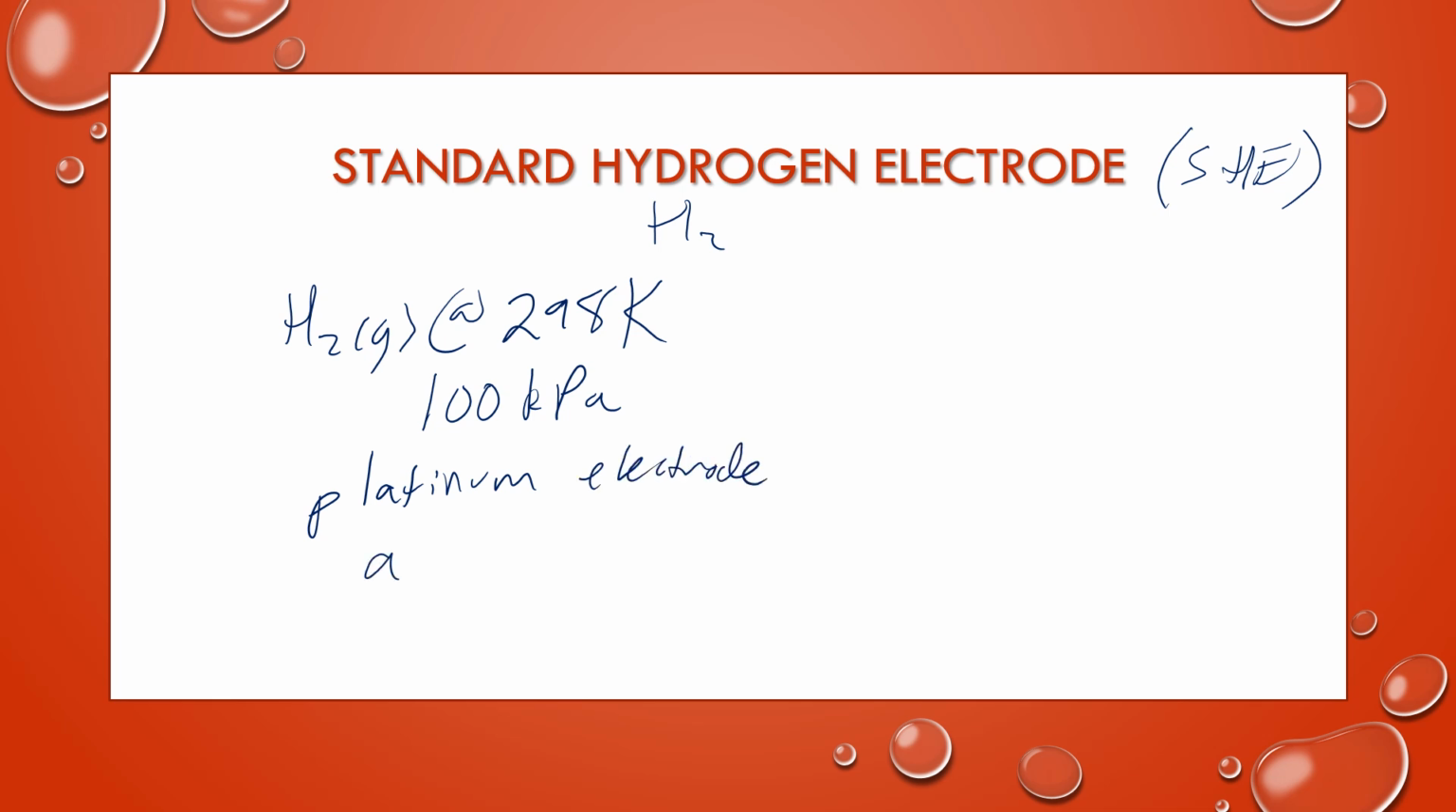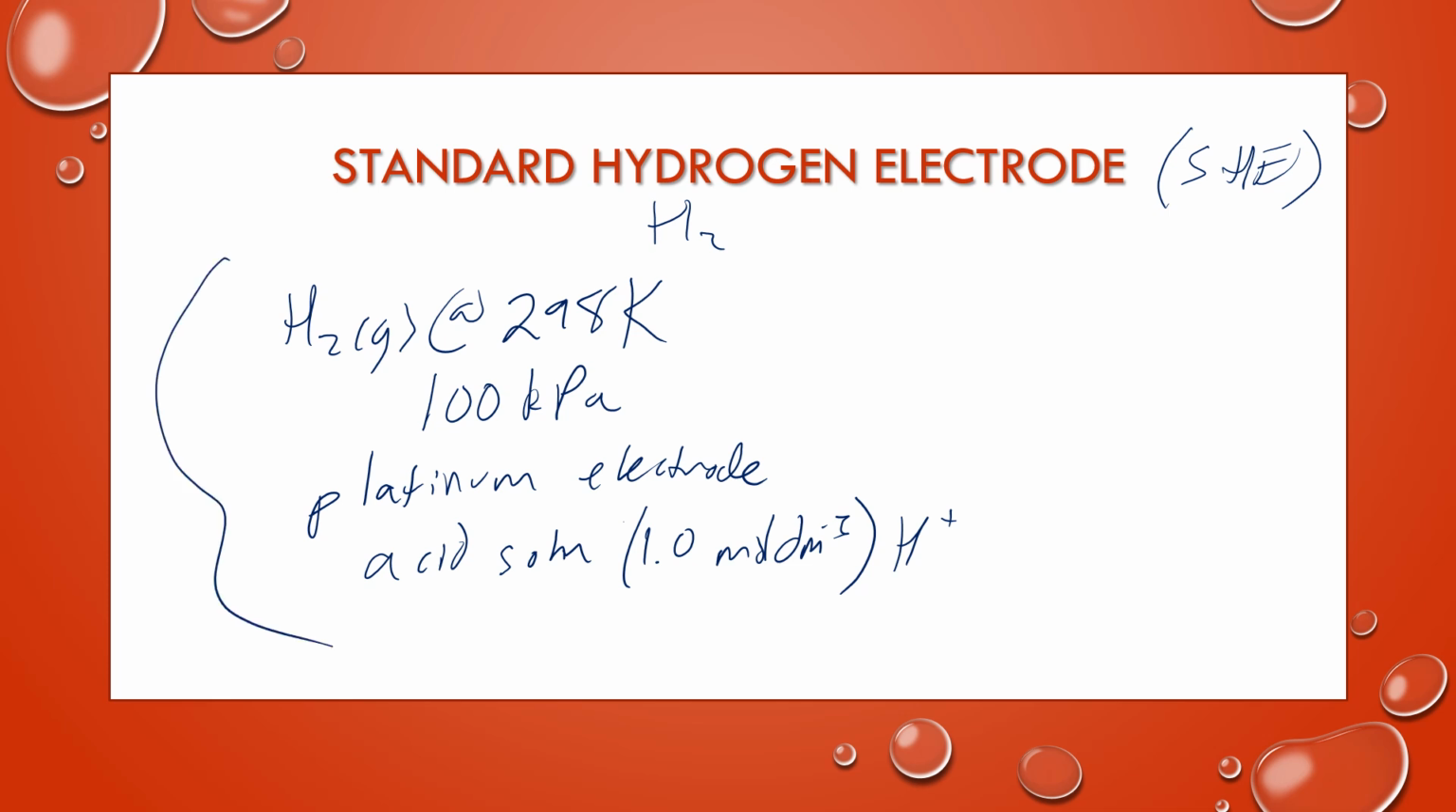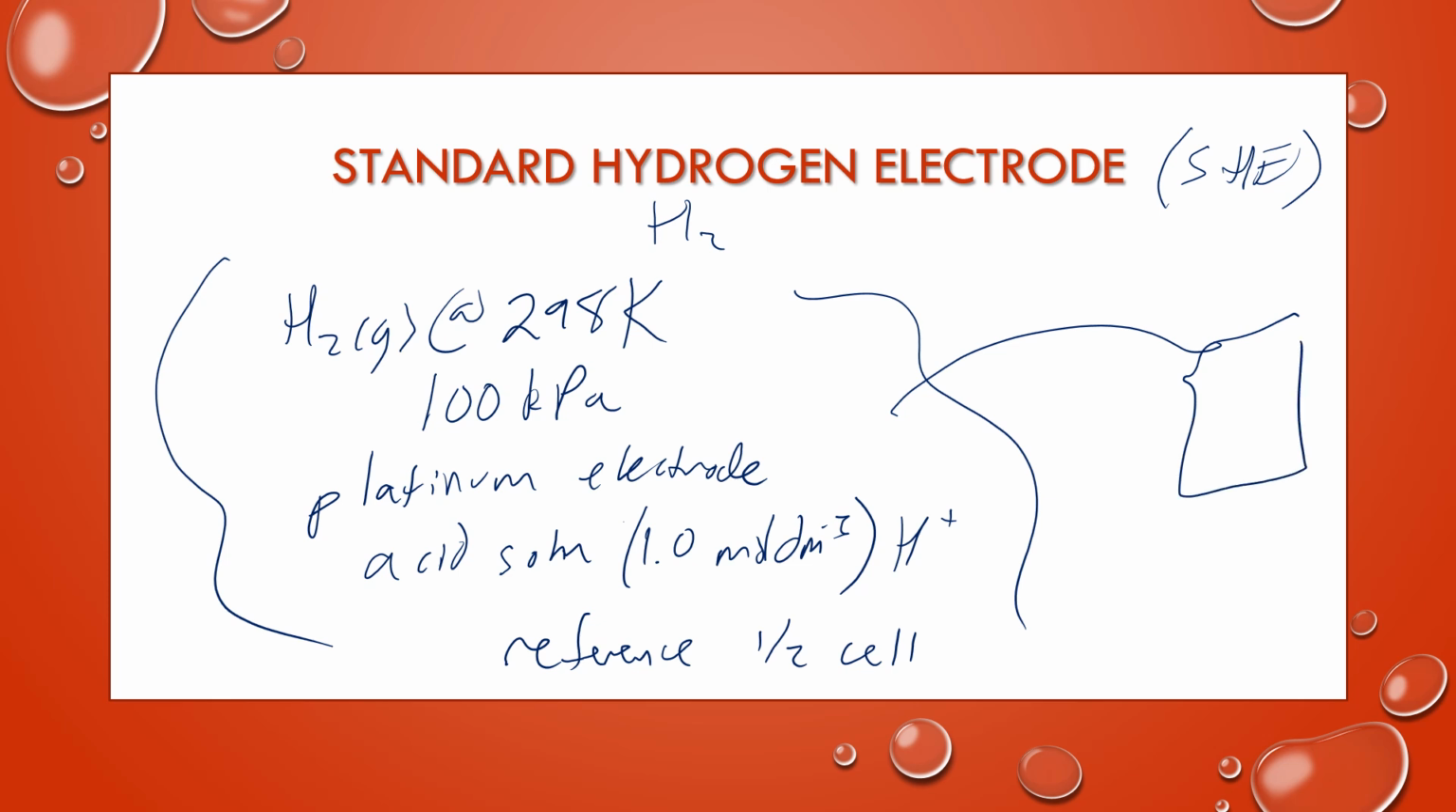And it's usually going to be in an acid solution that has a 1 molar or 1 mole per cubic decimeter solution of hydrogen ions. And so this is our reference half cell. What then you'll do is connect this to some other half cell and see what the difference is. And that becomes our standard value for the other thing, whatever it happens to be.